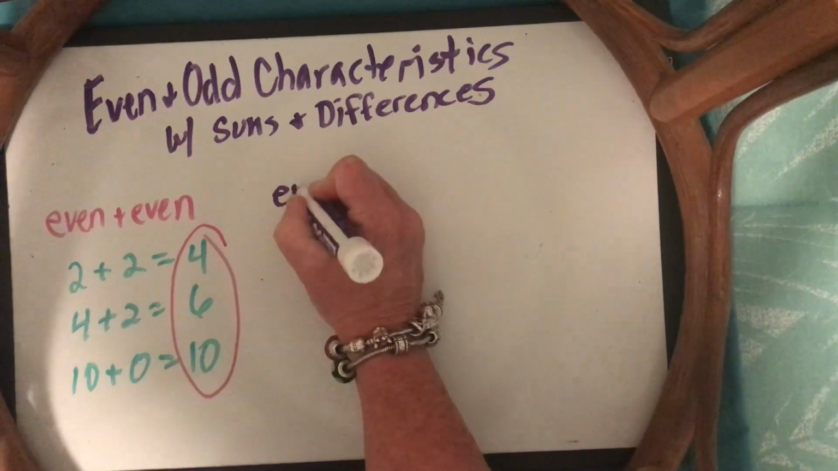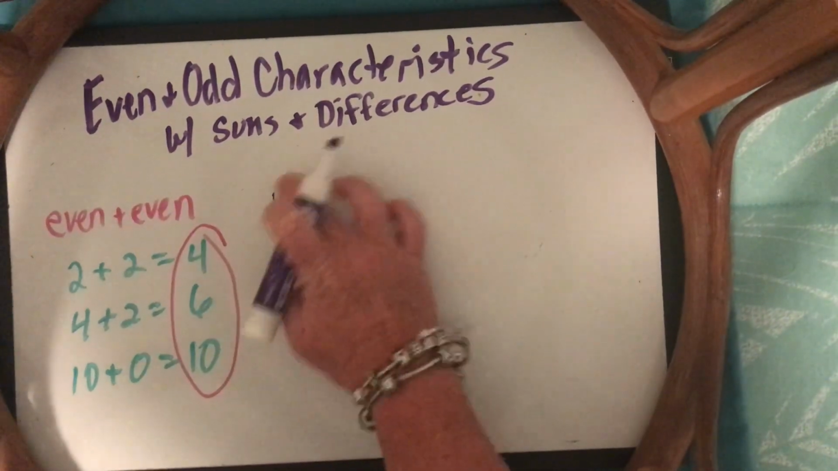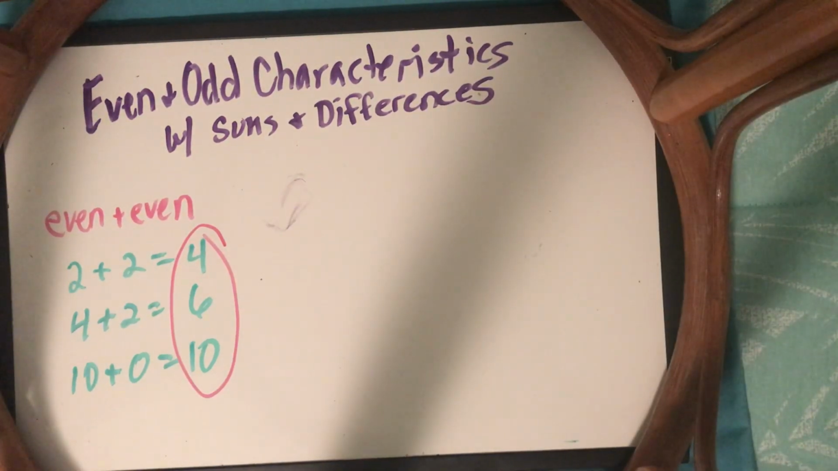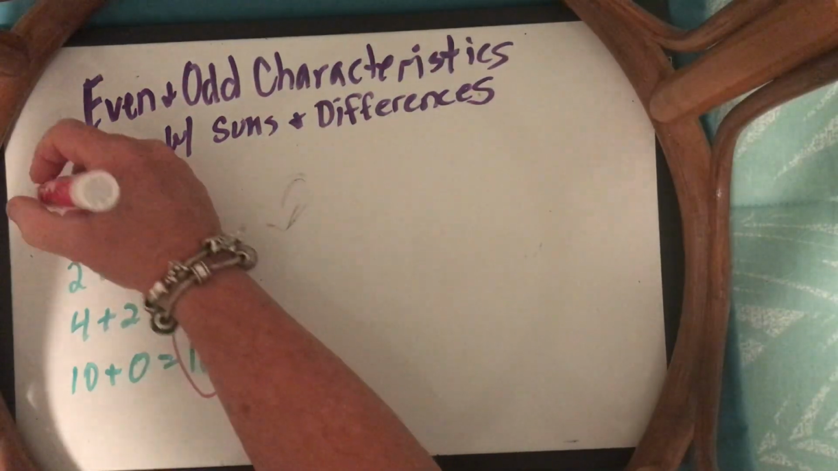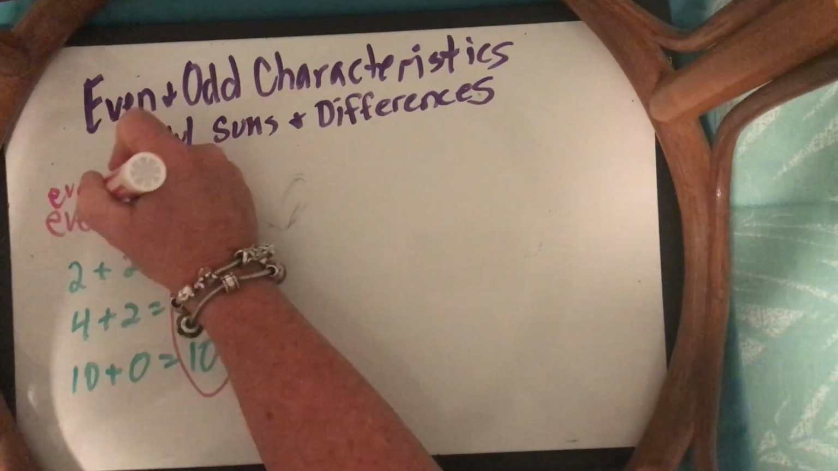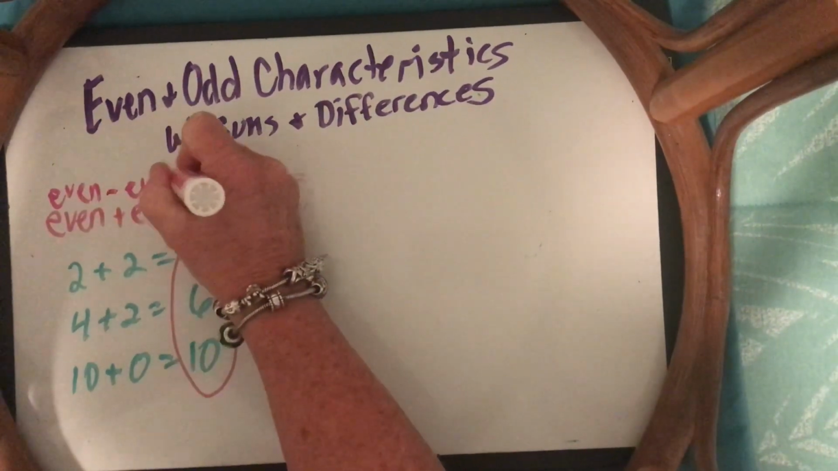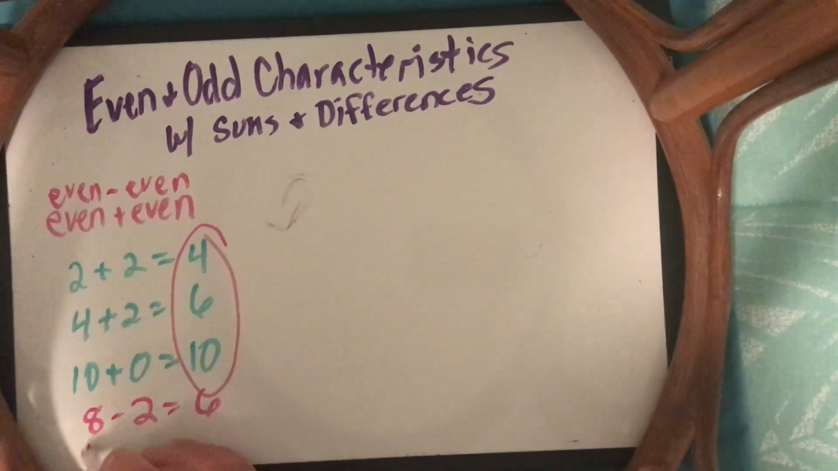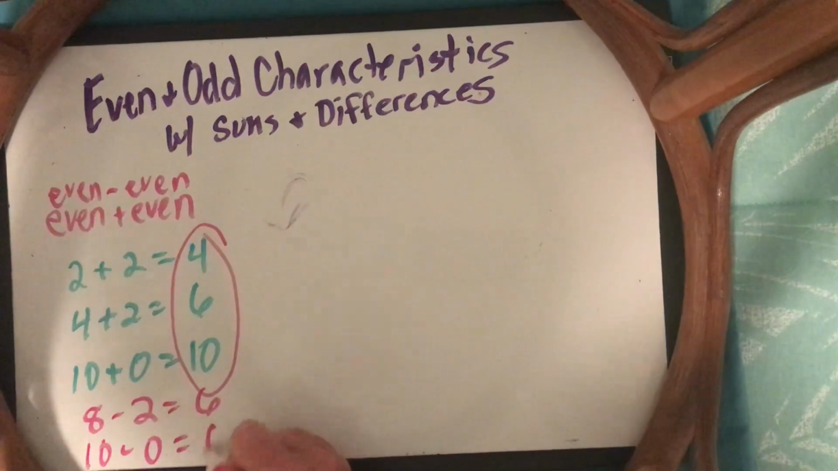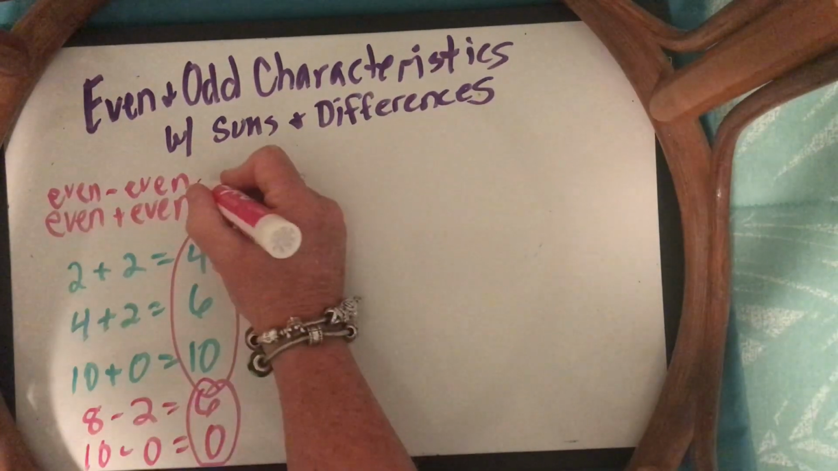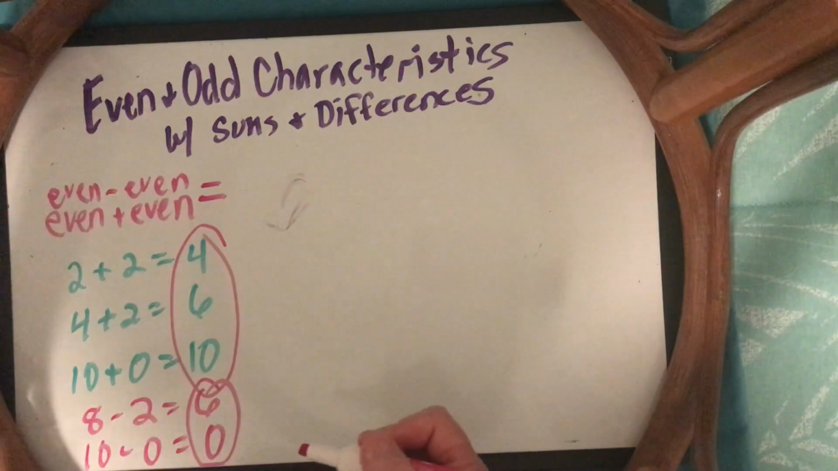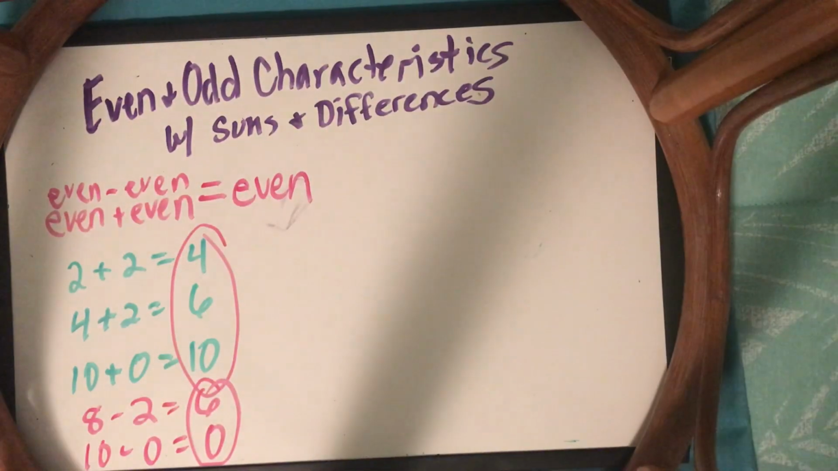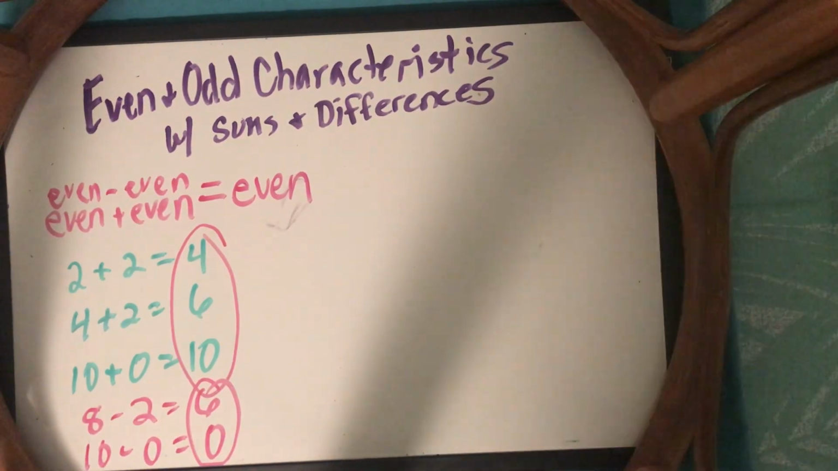Okay, what about subtracting? What about subtracting an even minus an even? Let's just add that up here, even minus an even. So you have 8 minus 2, or 10 minus 0. So guess what? Yep, for both of them, even minus an even, or even plus an even, the answer is always going to be even.